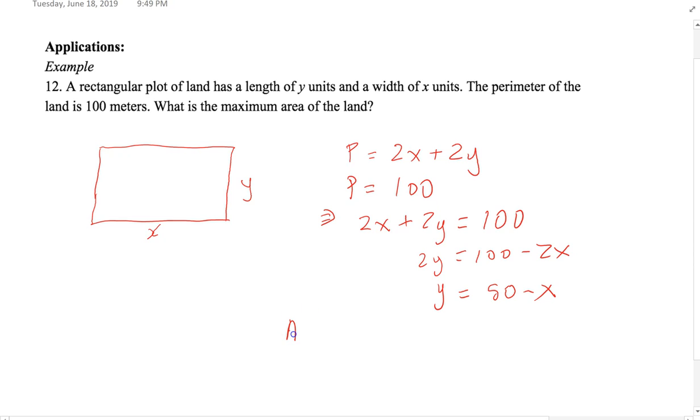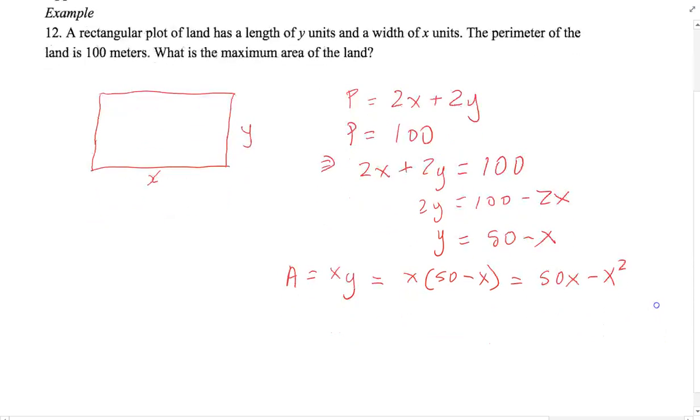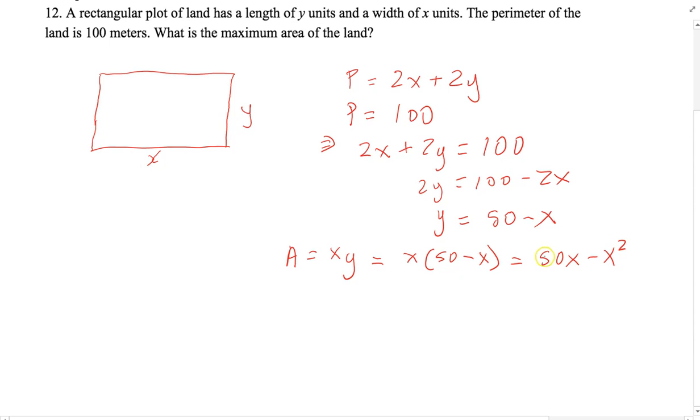How do we find area? Area is equal to x times y by formula, and we already found that y was 50 minus x, so that's x times 50 minus x. So then that will be 50x minus x squared. Now, in order to find where this is maximum, this is a quadratic right here. So you want to find the maximum of a quadratic function.